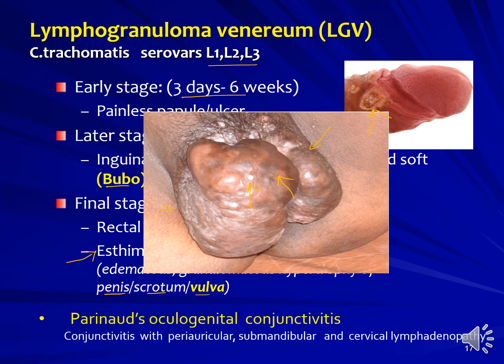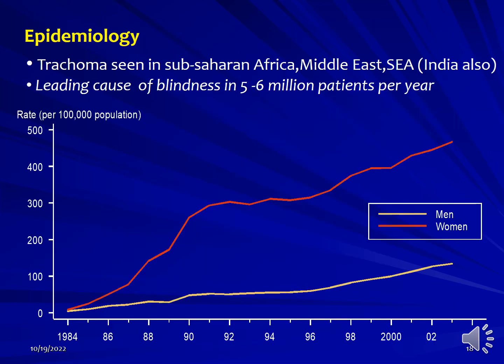And Parinaud's oculoglandular conjunctivitis is also possible, where the conjunctivitis is associated with periauricular, submandibular and cervical lymphadenopathy. This is another type of presentation by the lymphogranuloma venereum serovars. The trachoma serovars are common in sub-Saharan Africa, the Middle East and Southeast Asia, including India, and are a leading cause of blindness, nearly 5 to 6 million individuals per year.